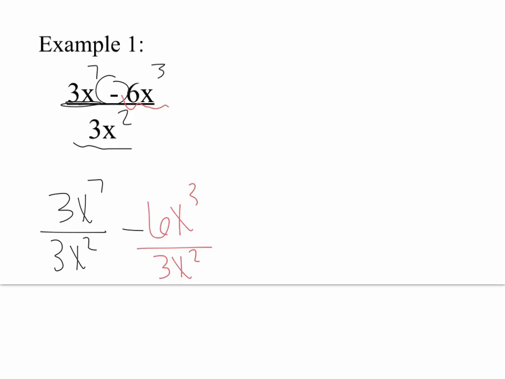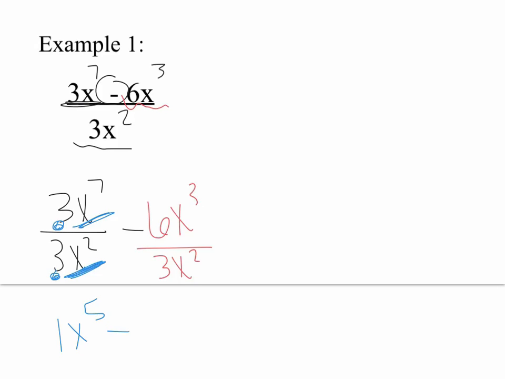Now we're going to simplify. So we're going to divide the coefficients, which are the big numbers. So 3 divided by 3 would just be 1. And then we're going to subtract the exponents of like terms. So this is x to the 7th and x squared. So we're going to subtract: 7 minus 2 is 5. And we can do that because those are both x's. So x to the 5th.